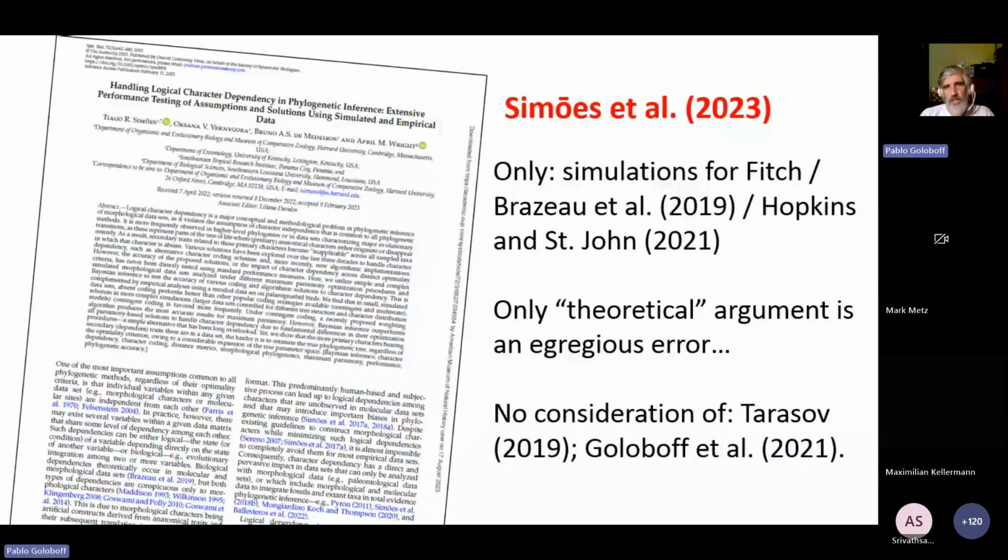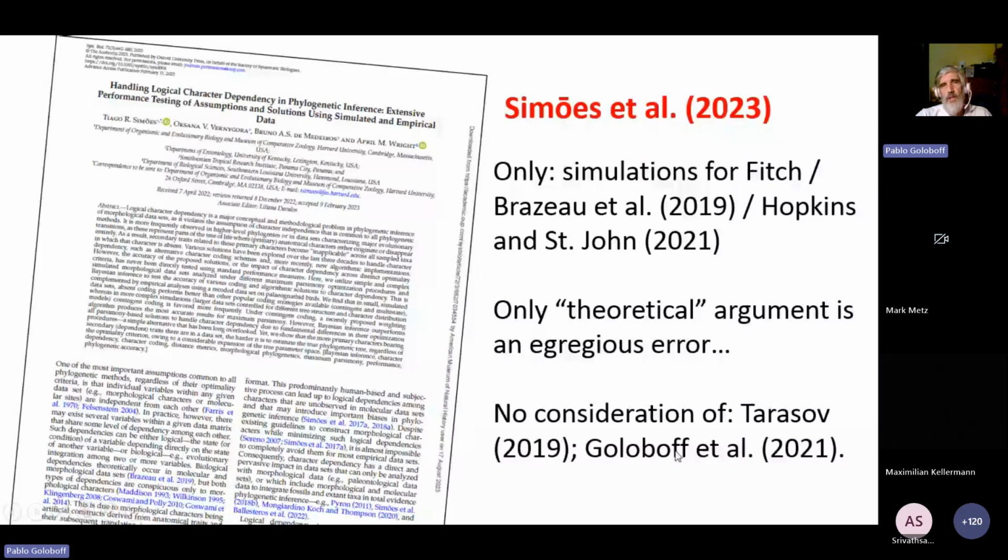He did not consider Tarasov, 2019, which is a method for handling inapplicable characters and the likelihood. We are not considering those in this workshop. We could do that in some other workshop, but that's a lot more stuff, so I'm focusing on parsimony only. And they did not consider the method we proposed in 2021.